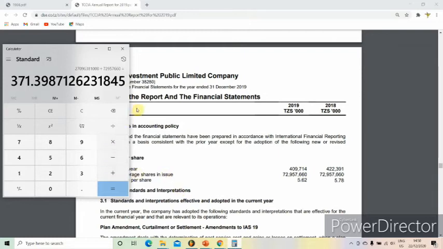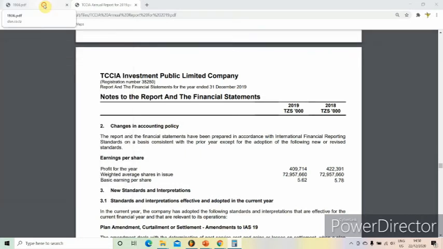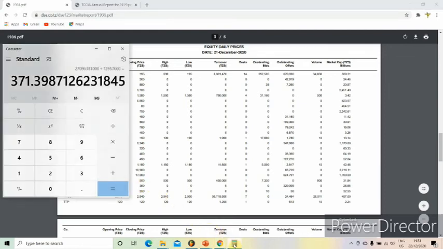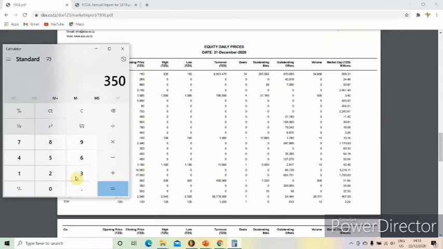To complete the equation, the P to B ratio, we are going to have to go to the market report from ESE, where TCCIA is represented as TICL, which is right over here, and the share price is 350. So we're going to take this 350 and divide it by the book value we just got, which is 371. The answer we get is 0.9439, and so on.